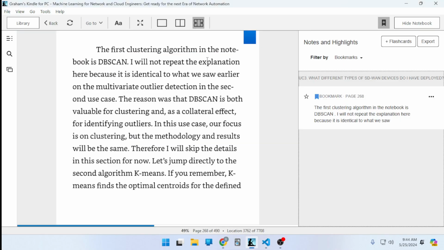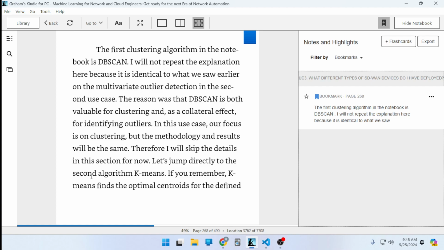The first clustering algorithm in the notebook is dbScan. I will not repeat the explanation here because it is identical to what we saw earlier on the multivariate outlier detection in the second use case. The reason was that dbScan is both valuable for clustering and as a collateral effect for identifying outliers. In this use case, our focus is on clustering, but the methodology and results will be the same. Therefore, I will skip the details in this section for now.